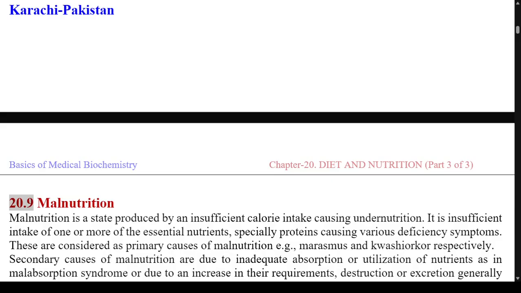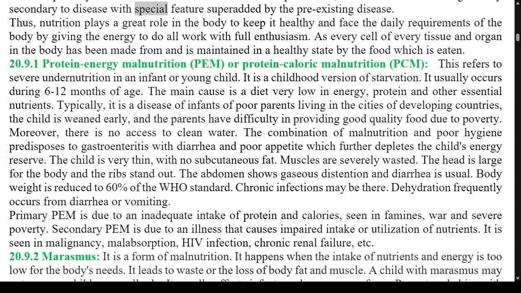20.9 Malnutrition. Malnutrition is a state produced by an insufficient calorie intake causing undernutrition. It is insufficient intake of one or more of the essential nutrients, especially proteins, causing various deficiency symptoms. These are considered as primary causes of malnutrition, for example marasmus and kwashiorkor respectively. Secondary causes of malnutrition are due to inadequate absorption or utilization of nutrients, as in malabsorption syndrome, or due to an increase in their requirements, destruction, or excretion, generally secondary to disease, with special features superadded by the pre-existing disease.